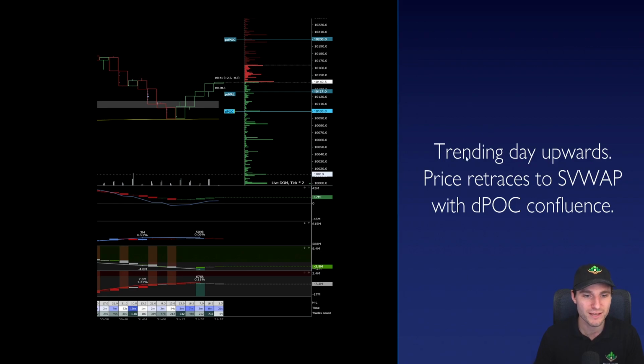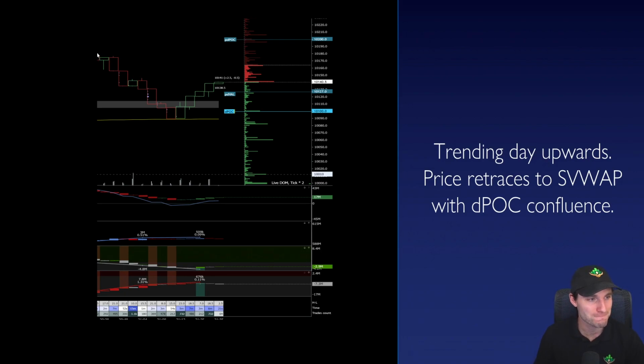Okay, so here what we can see is another example of a trending day upwards, and I'm going to switch over to the template in a second, but these are just a few. Again, it's so hard for me to do this off of just static examples, so I think it's so much easier to learn this watching me do it.